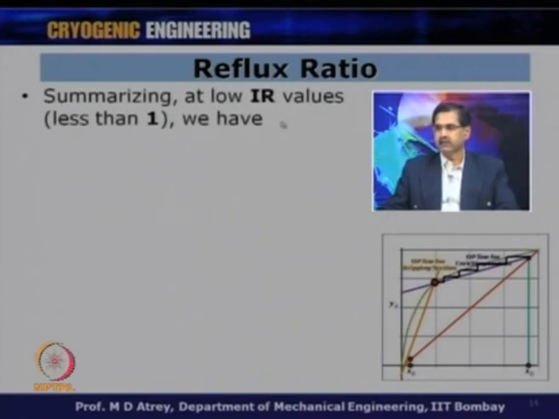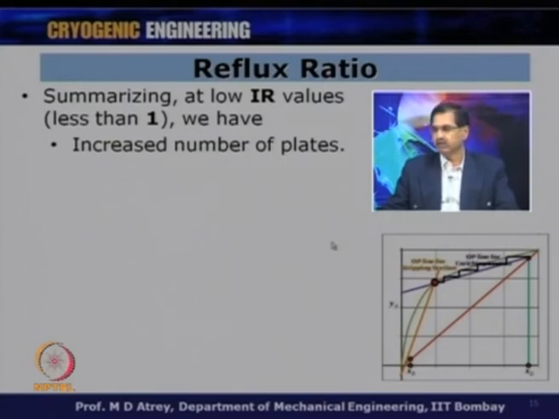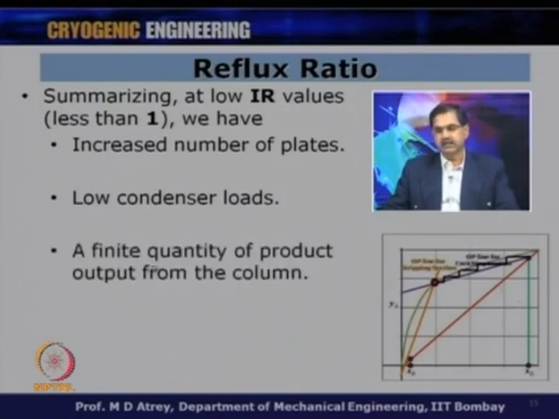So, summarizing, at low IR values, that is less than 1, we have an increased number of plates, which is what we see in this case. Also, we have a low condenser load. If the condensation load is less, then the operating line will get shifted towards the equilibrium curve. And in this case, we will get a finite quantity of product output D and B from the column. This is what an extreme condition would be.